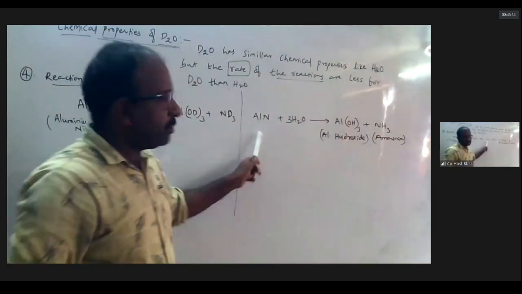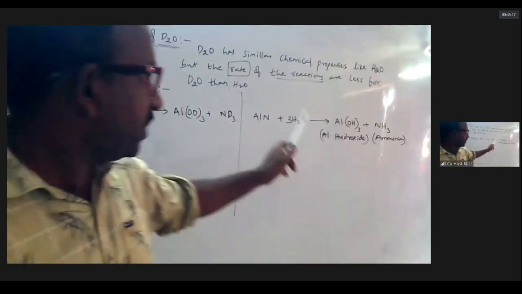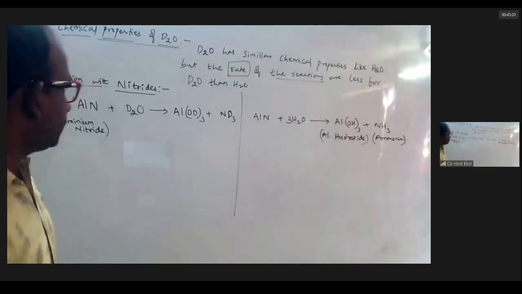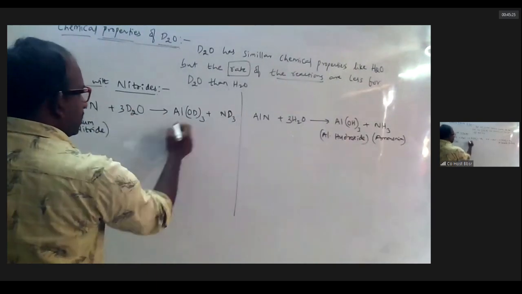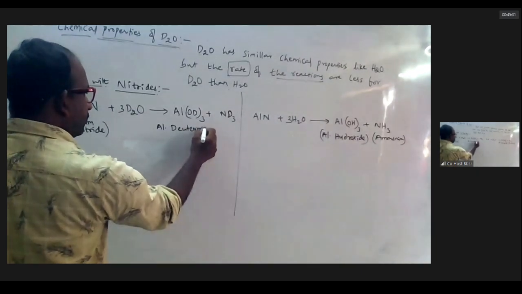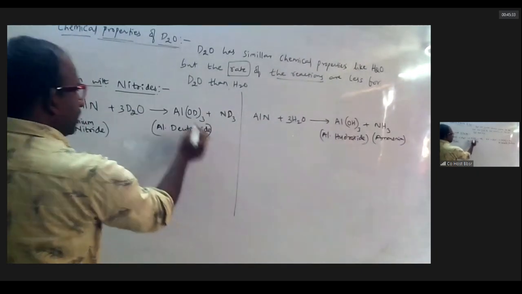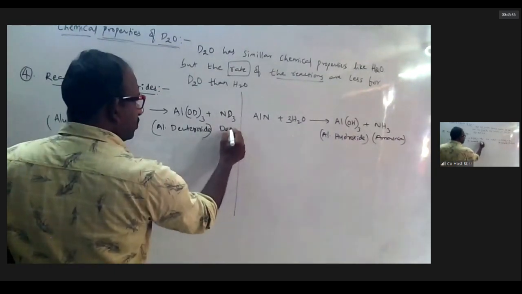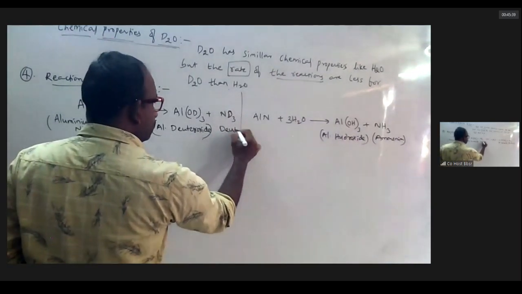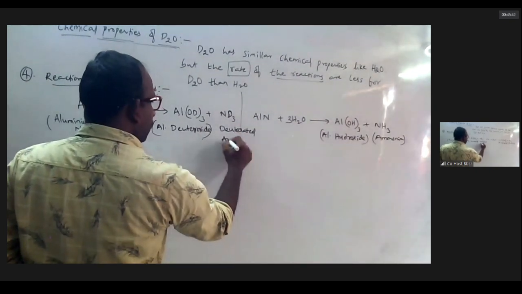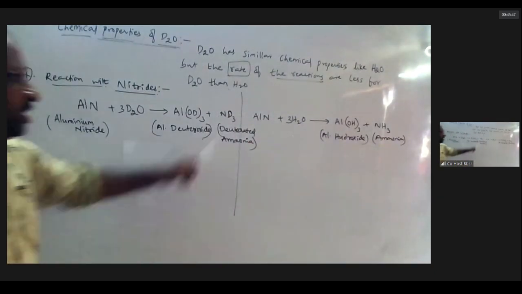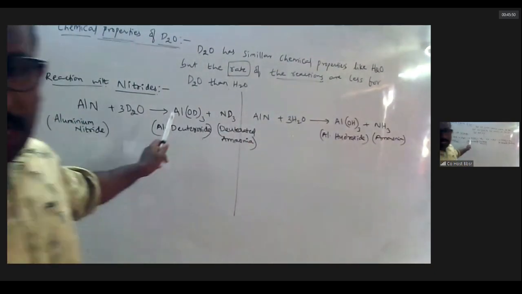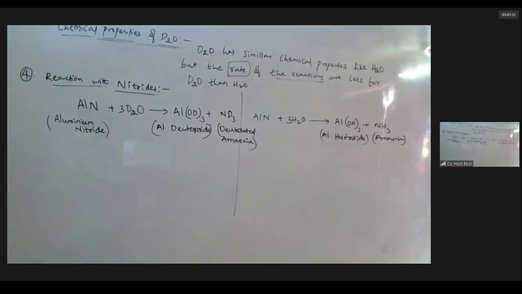See, aluminum nitride with water gives aluminum hydroxide and ammonia. Same thing: there is 3H2O, which means you have to use 3D2O. This is aluminum deuteroxide, plus deuterated ammonia. ND3 means deuterated ammonia. This is aluminum deuteroxide. Okay.